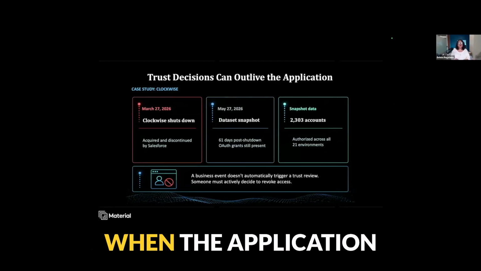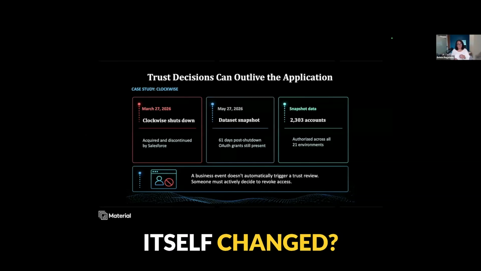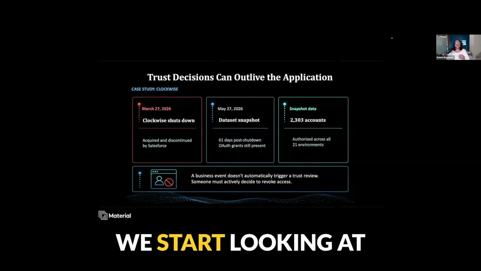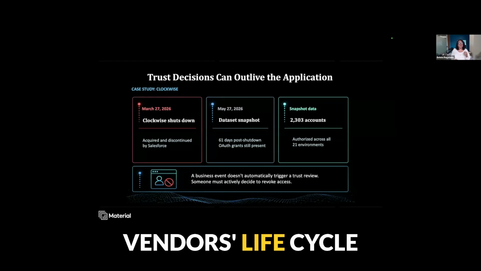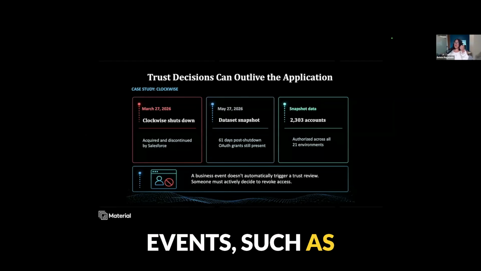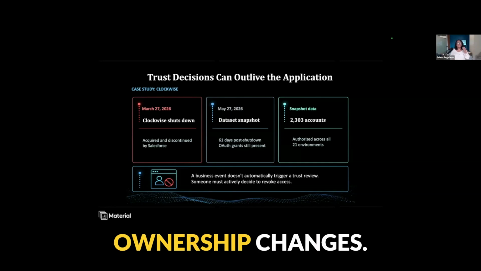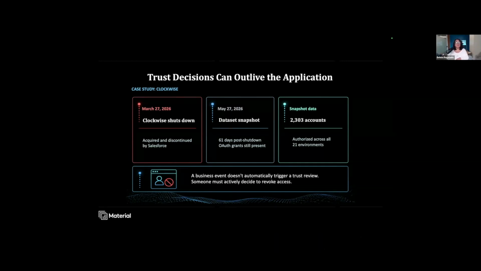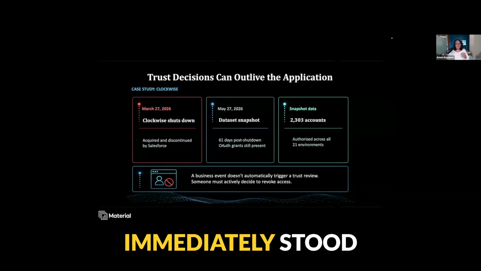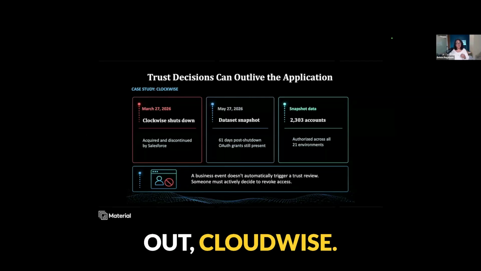What happens when the application itself changed? We start looking at vendors' lifecycle events, such as acquisitions, product shutdowns, and ownership changes. One example immediately stood out, Clockwise.